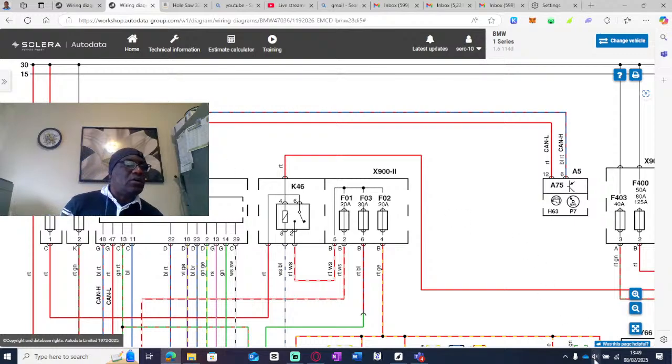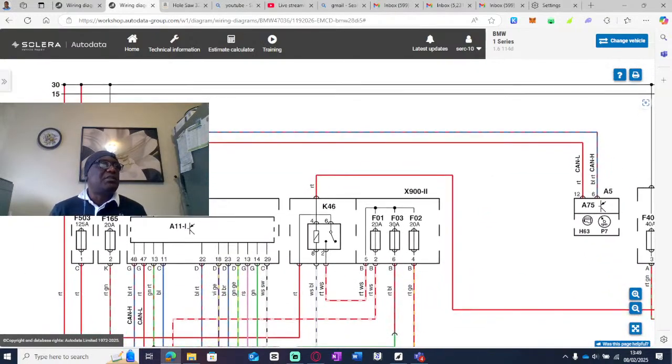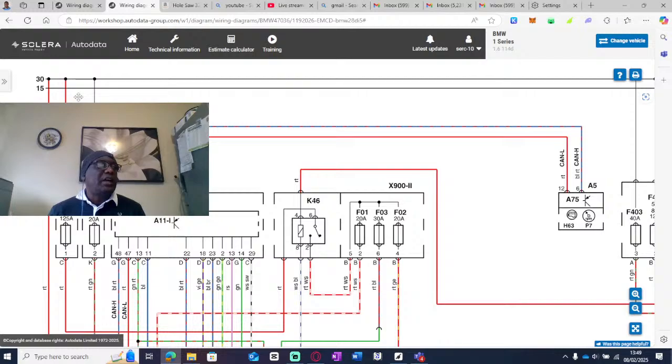Let's look at these two lines at the top. I'll move it so that you can see that there's nothing above that. We've got 30 and we've got 15. What does it mean? That's a language that is speaking to you when you're reading everything that you see on a wiring diagram. Unless you understand the language, you'll not be able to understand what the wiring diagram is saying to you.